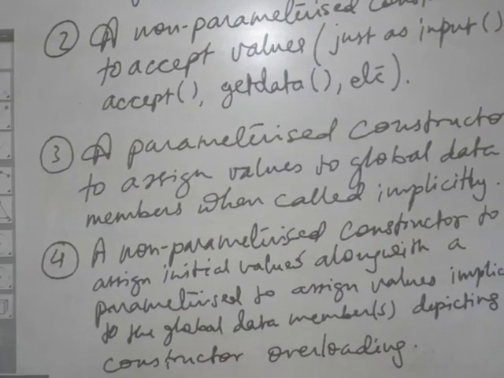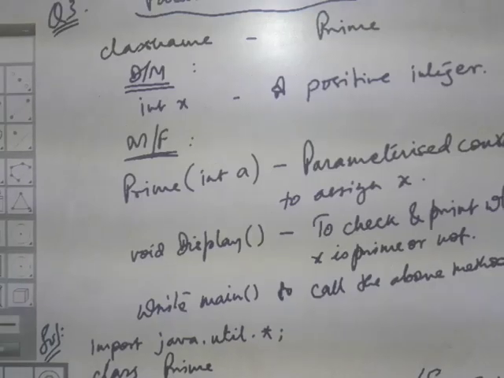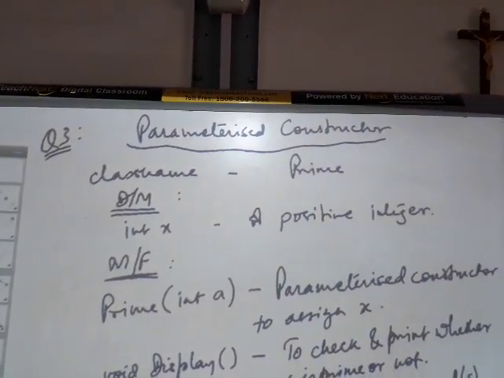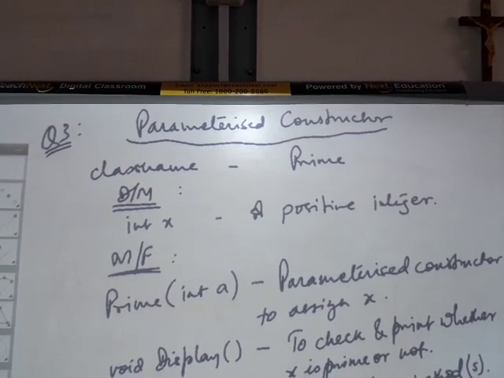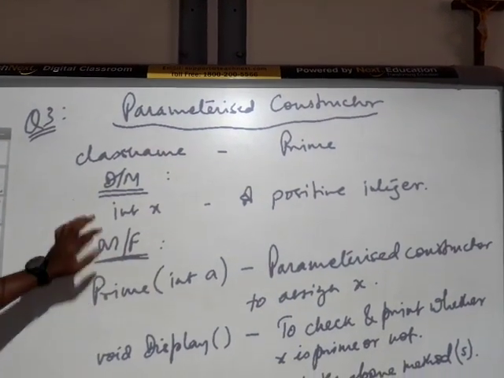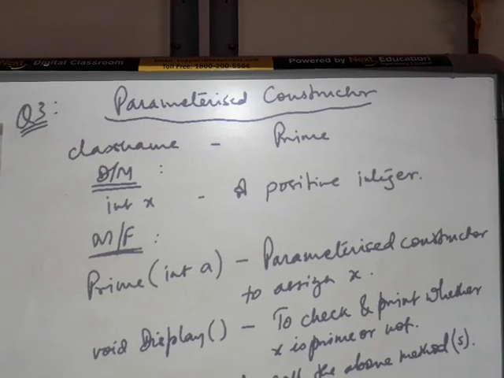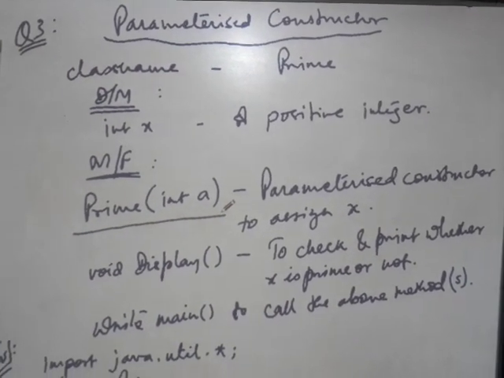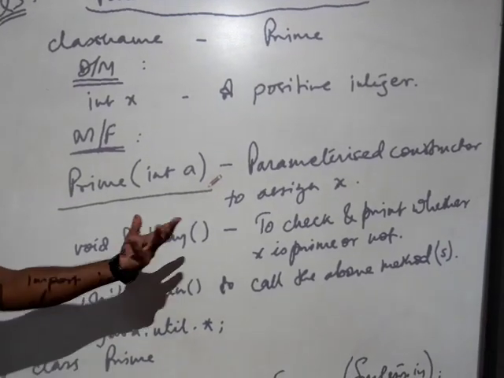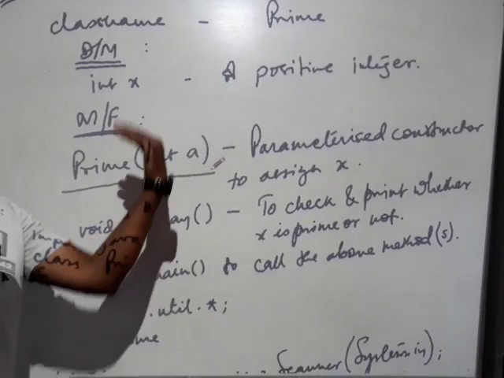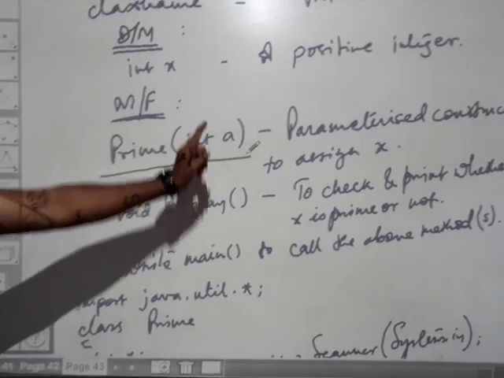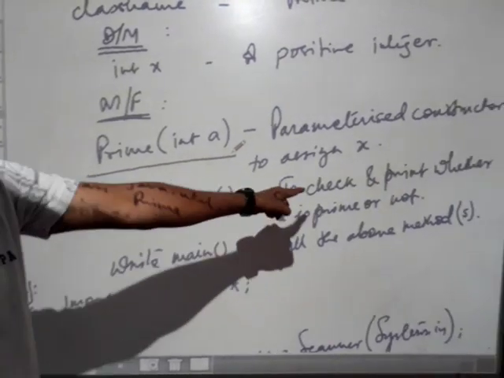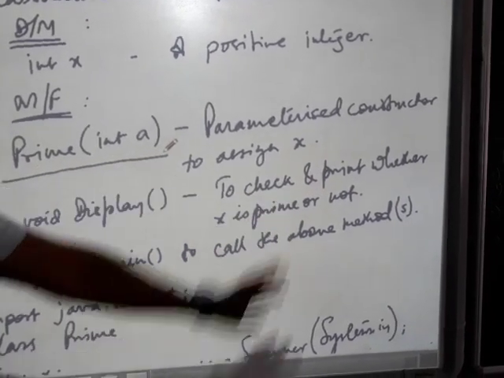So the third one we are doing now, this is what the parameterized constructor question looks like. Here, int x, class name is Prime, x is a positive integer. Look at here, this is your parameterized constructor to assign x. To assign x what? Using a. That means through a we are assigning the value of x. So a will derive the value when the constructor is implicitly called. Then void display to check and print whether x is prime or not.